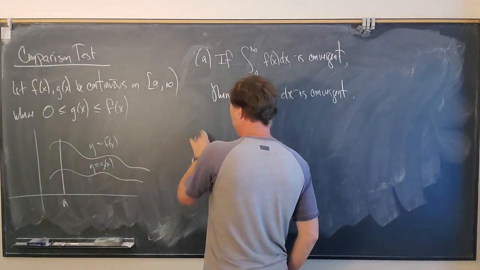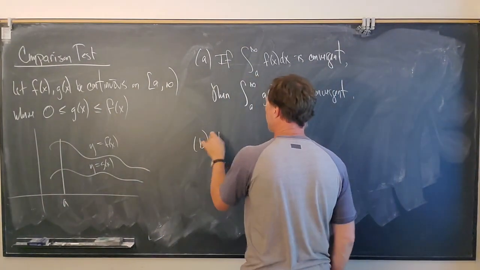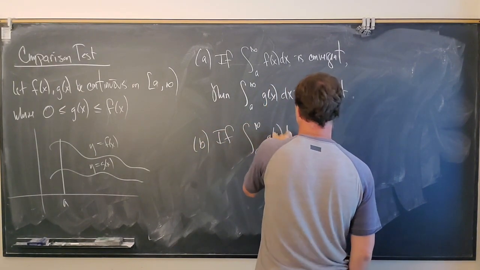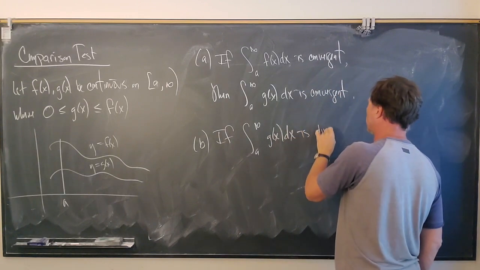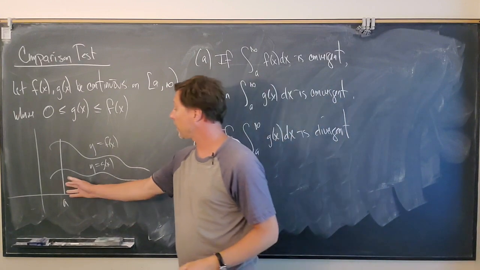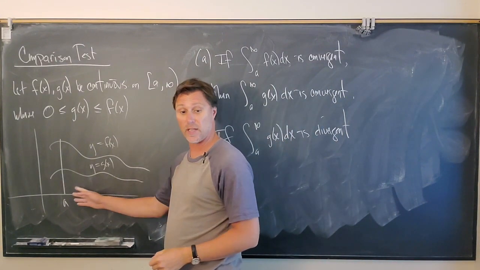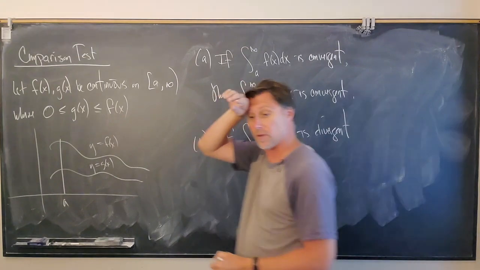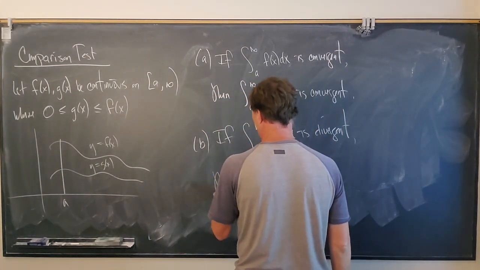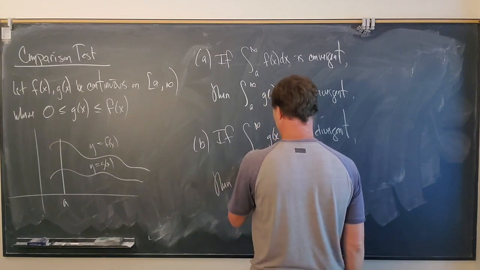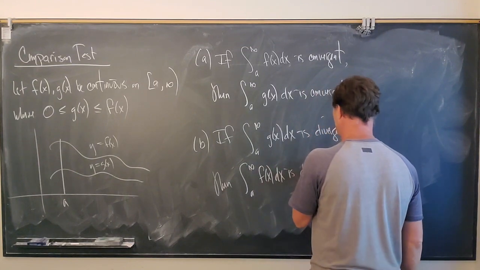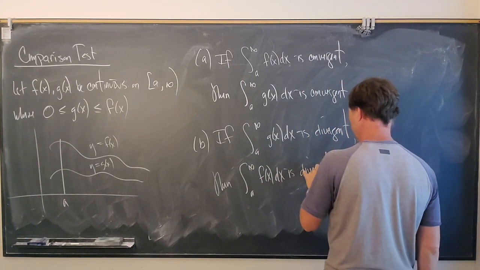So there's part A, and then part B is going to be kind of the reverse. So if the integral from a to infinity g of x dx is divergent, now we know that there's an infinite amount of area under the smaller graph. If there's an infinite amount of area under the smaller graph, then there's got to be an infinite amount under the larger graph. So if this is divergent, then the integral from a to infinity f of x dx is divergent.